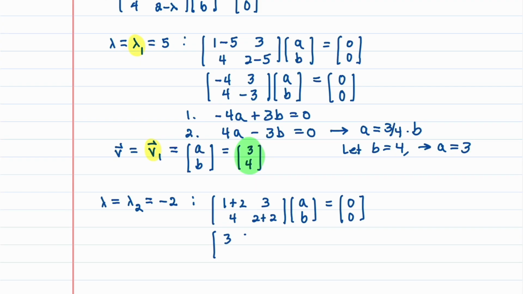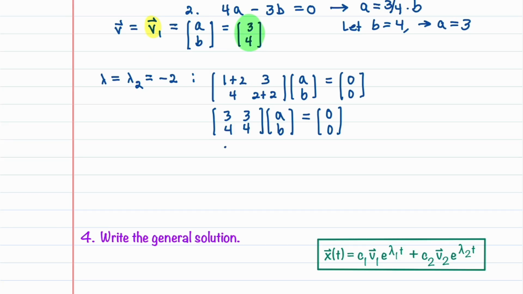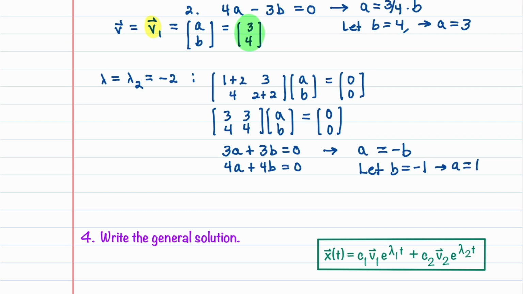This gives us 3, 3, 4, 4 times AB, and it's equal to 0, 0. This gives us the equations 3a plus 3b is equal to 0, and then 4a plus 4b is equal to 0. So this is the same equation, and we get that a is equal to minus b. I'm going to let b be equal to -1, and that means that a is going to equal 1.